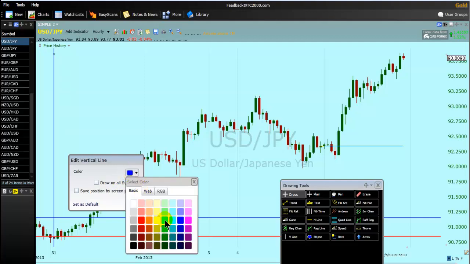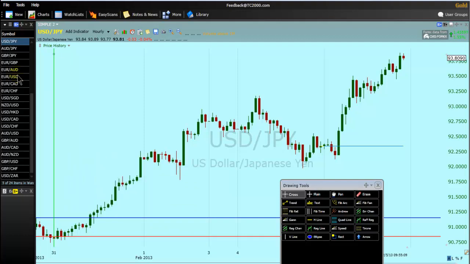I will put a green vertical line on my chart. You can see here, this is the 31st of January 2013. The end of January 2013, and we see that the dollar yen is starting the February month bullishly. It went up to this level.